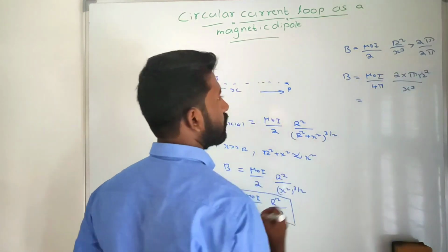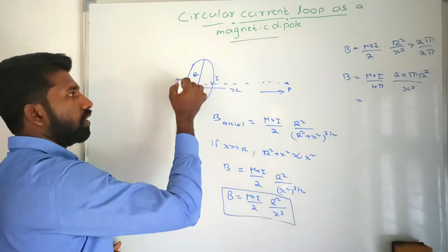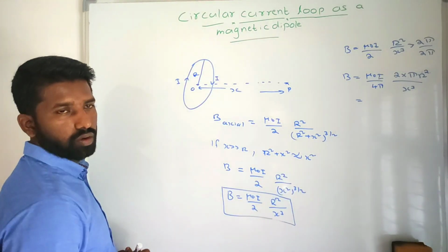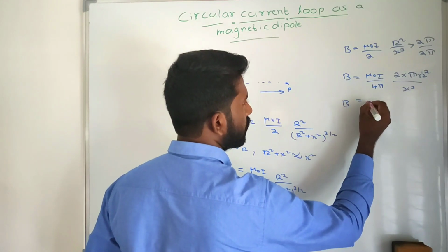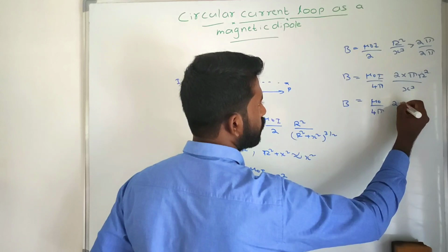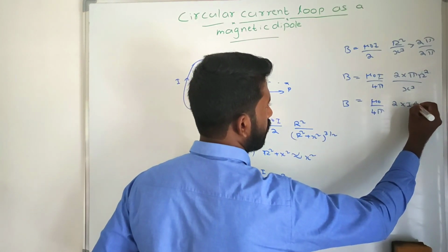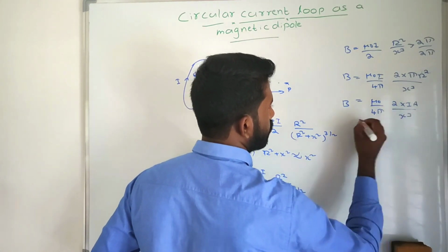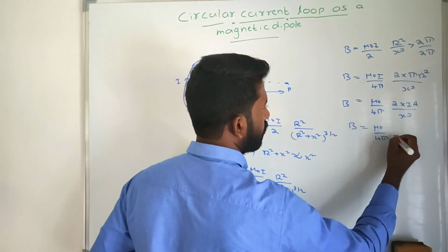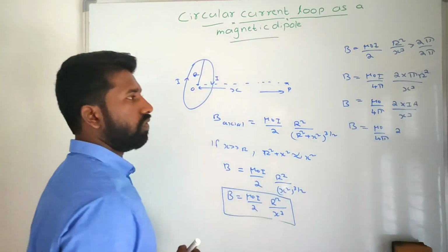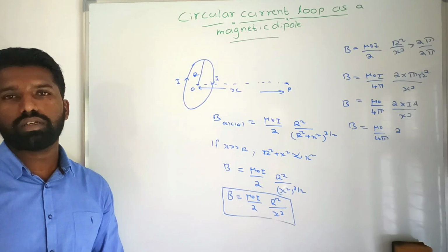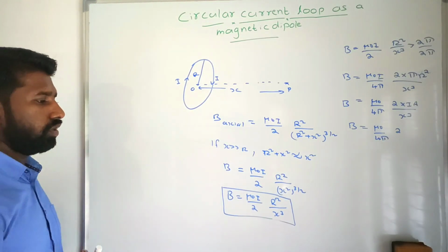So what is this pi r square? Pi r square you will consider as the area of this circular loop. So B is equal to mu 0 divided by 4 pi into 2 into I into A divided by x cube, and B is equal to mu 0 divided by 4 pi into 2 into IA. What is IA? IA is the magnetic dipole moment.